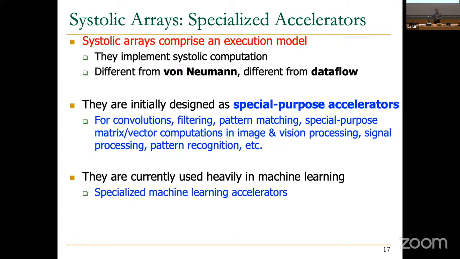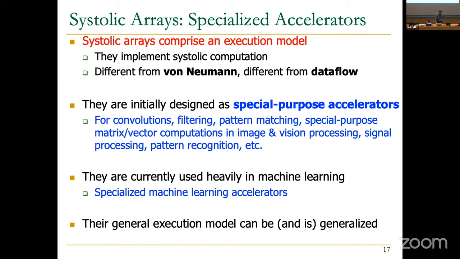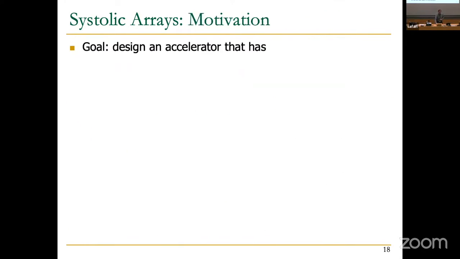It goes to specialized machine learning accelerators. That said, not all machine learning accelerators are systolic arrays, and not all systolic arrays are machine learning accelerators. Right? There happens to be some Venn diagram where these two sets intersect, of course, but an important set intersection. And their general execution model can be generalized, actually. Their bigger execution model can be generalized and is generalized, as we will see later in this lecture. But they're not as general purpose as the von Neumann architecture.